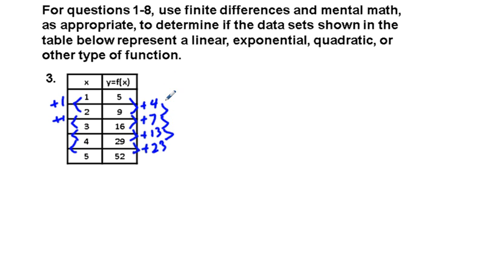So our first differences, we say, are definitely not linear. Let's look at this. We say, okay, second differences are from 4 to 7. That's going to be plus 3. And then from 7 to 13, that's plus 6. And then from 13 to 23, that's going to be plus 10. Okay. So we got our first differences, our second differences.